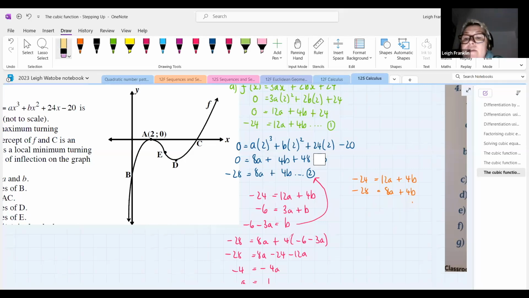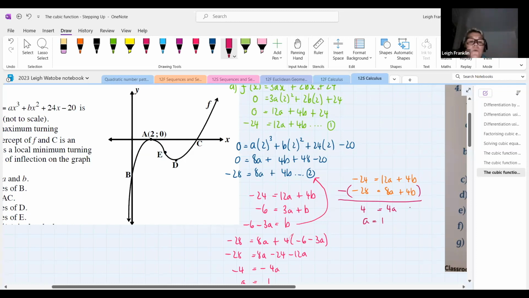But what you can do is this, all right? Subtract the equations and work in columns, and then you can eliminate your like terms like this. So in other words, what you do is you say minus 24 minus negative 28, that would give you 4. 12a minus 8a would give you 4a, and then 4b minus 4b, now you've eliminated it. You can sometimes multiply through by a negative, but in this case, you don't even need to do that. You can just subtract the one equation from the other. Okay, and Bob's your uncle.